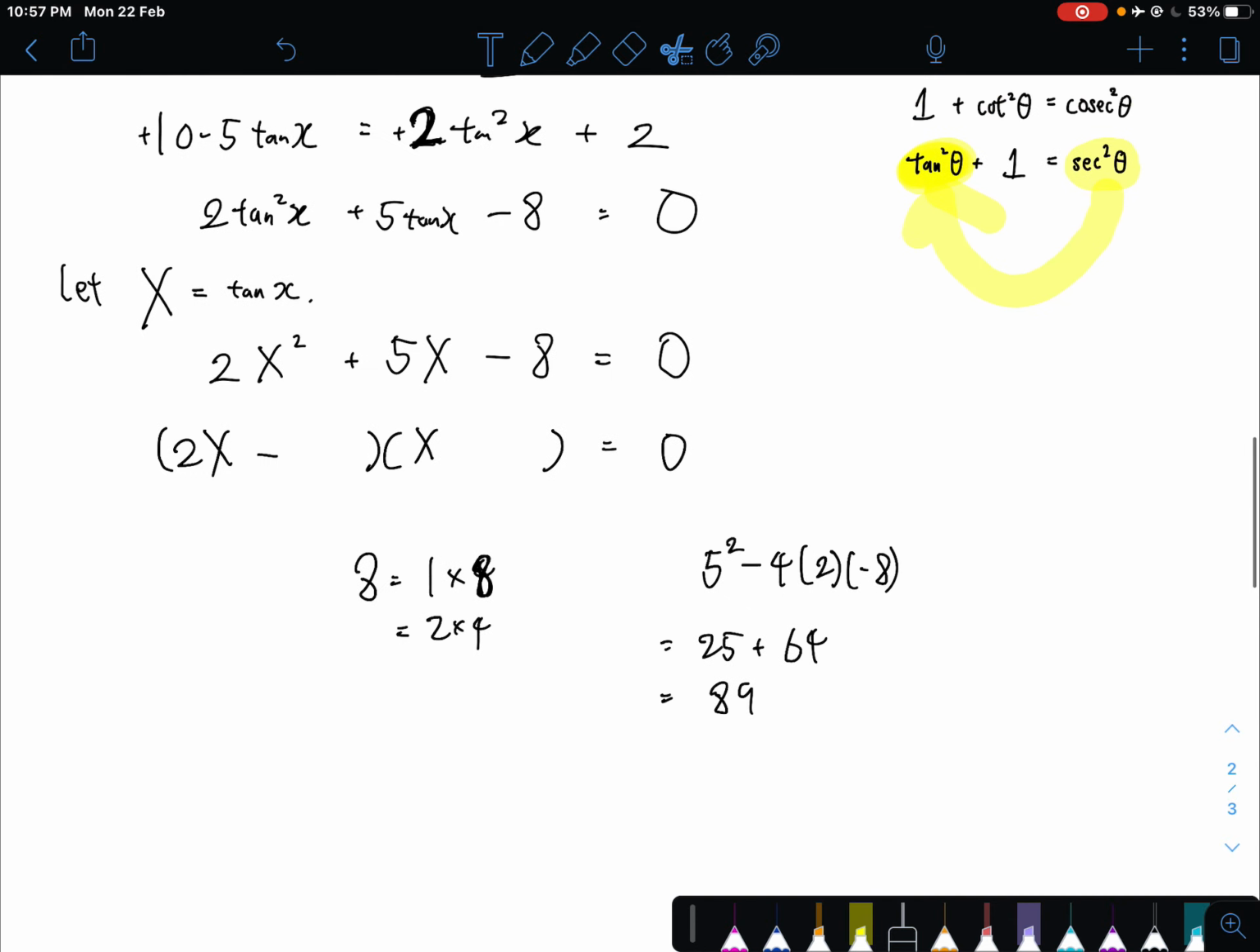In other words, my b squared minus 4ac is not a perfect square. So it means that I cannot do the factorization step over here. If I really wanted to factorize my terms over here and here, I will have square roots involved, which is bad. So we don't do that.